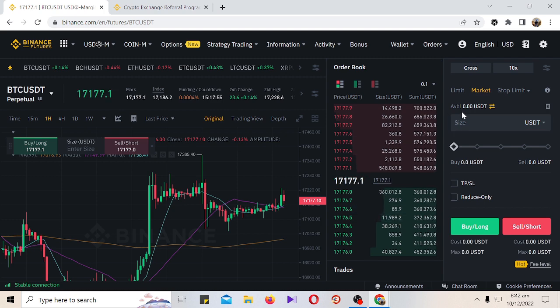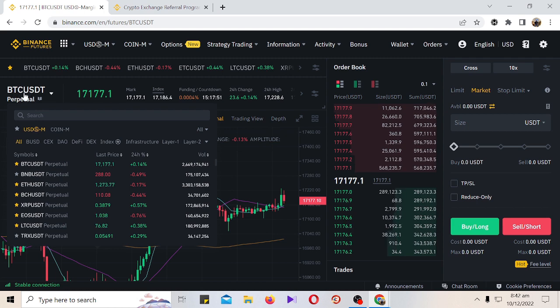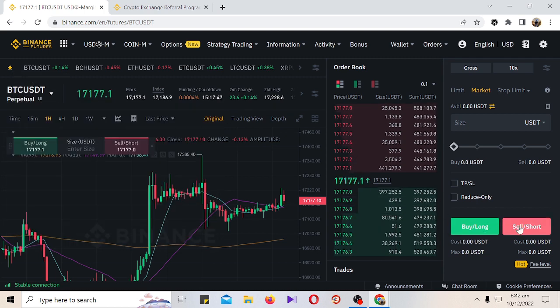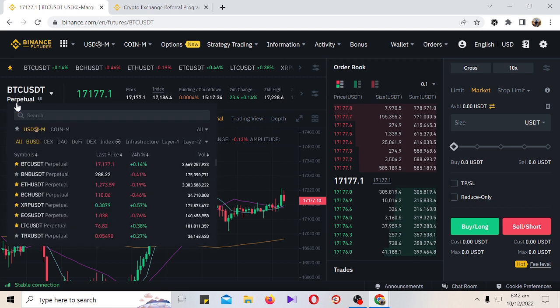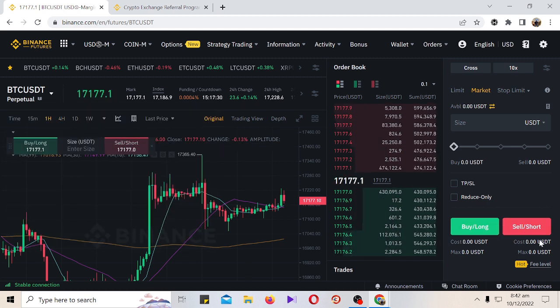If you buy BTC, that means you are buying BTC and you are selling USDT. If you click on sell, that means you are selling BTC and buying USDT. That is what it means. If you click on buy or long on futures of any cryptocurrency that is listed here, the first one means you are buying it, the second one means you are selling it.